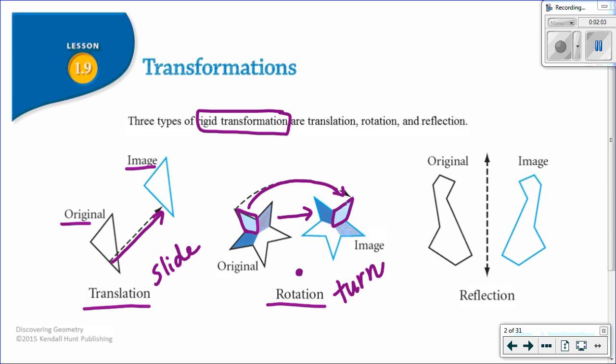And finally, I have a reflection. This isn't a great word for a reflection for various reasons, but for now we're going to call it a flip. So I take my original image and I flip it across this line of reflection. There's a particular line where I take that image and I flip it across. Think of it as a mirror, right? A mirror image is a reflection. When I look at myself in the mirror, I see a reflection. So here I am, and my reflection is over here. It's like I've been flipped across that line.